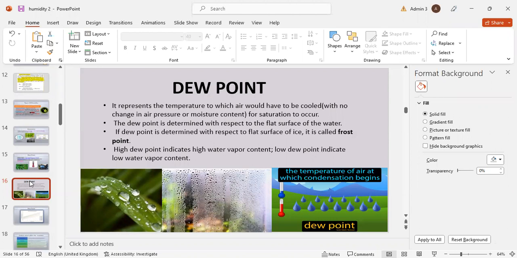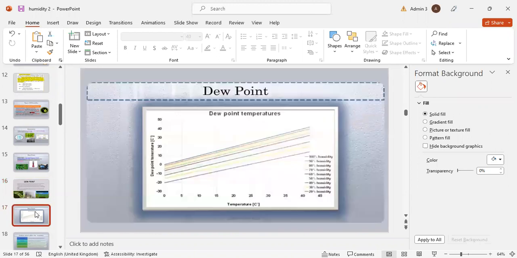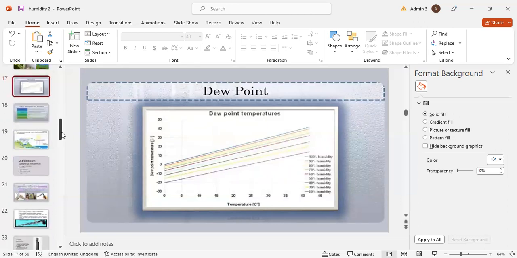A high dew point indicates high water vapor content. A low dew point indicates low water vapor content. This is showing the relation between the temperature and the dew point. With the rise in temperature, dew points will increase.